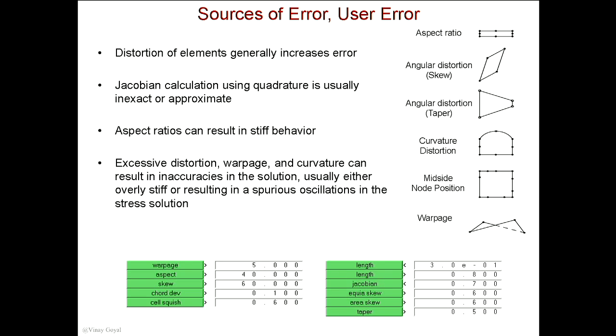Okay. Aspect ratios can be a problem. If the aspect ratio is beyond usually 1 to 100 or 1 to 50, depending upon the code, then the element will not behave very well, and you're going to get some results that may not make much sense. Anyway, here are the other checks. There's aspect ratio, skew, cell squish, length, and there are other ones you can check, and I discuss some of them here visually.